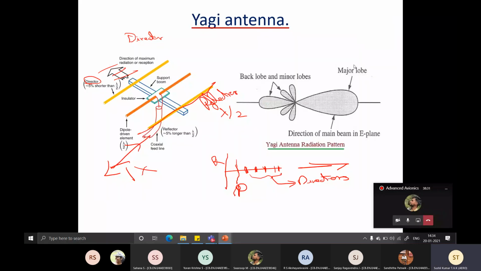Sanjay, any guesses? No, sir. See, my requirement is to generate one single pencil beam, a very narrow beam, right? A pencil beam is a narrow beam. Which equipment in the instrument landing system will use a Yagi antenna for that? And Yagi antennas are going to give very narrow pencil beams.